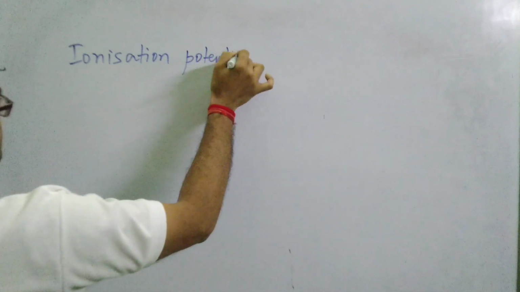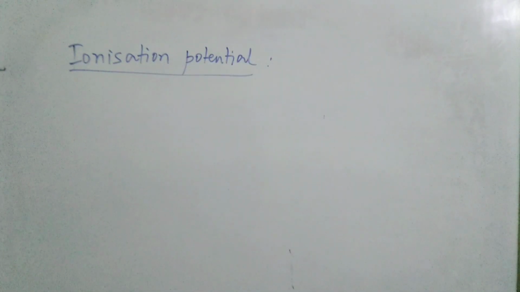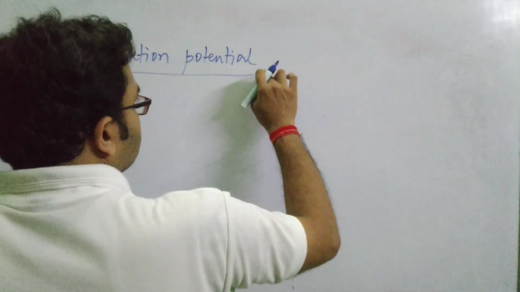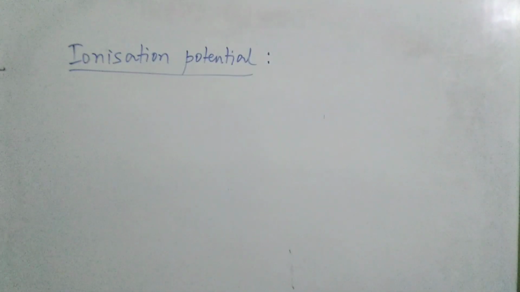Why? When an atom tries to remove an electron from its outermost shell, it has to spend some energy. It absorbs energy from the surroundings sometimes, but it may not be the case. It has to spend some of its own energy, that is, the energy of the atom decreases, in order to remove the electron, and that amount of energy is called the ionization potential.